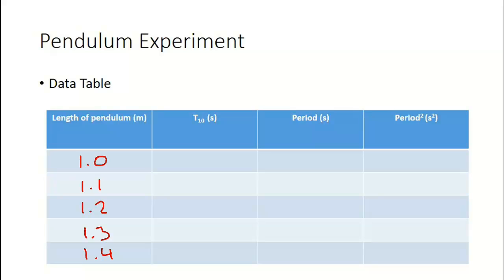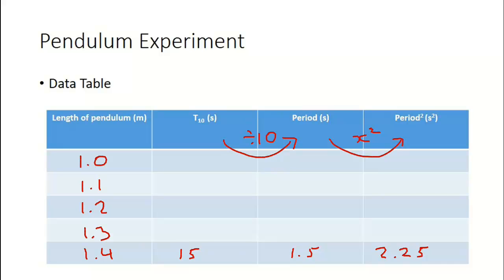Now our T10, so again that's time for 10 periods. In order to convert that into period, all we need to do is divide by 10. To get from period to period squared, all we need to do is square the value in that third column. So let's use some numbers for an example. Let's say for our length of pendulum, 1.4 meters, we have a T10 of 15 seconds. I'll then divide that by 10 to determine period, so I get a period of 1.5 seconds. I'll then square that value to determine my period squared as 2.25 seconds squared.